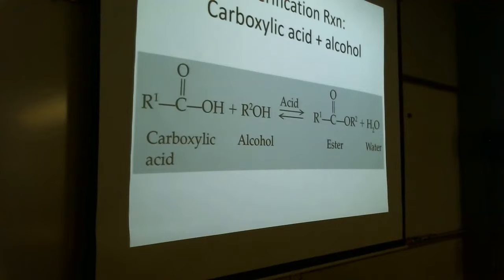Now here's a reaction that we need to know. It's called the esterification reaction.